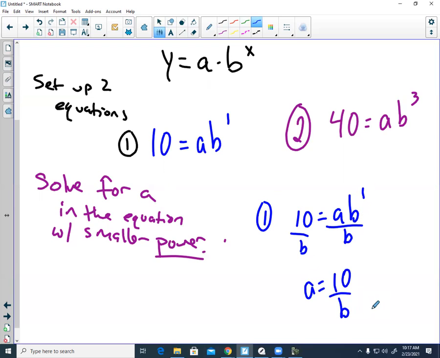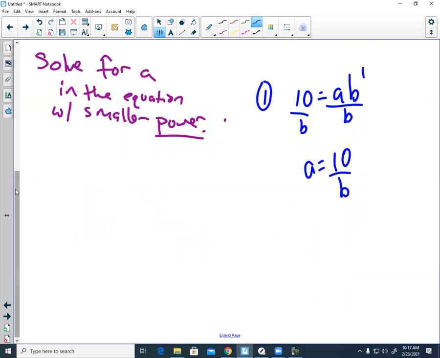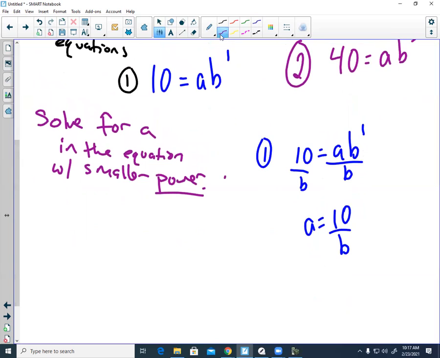And then this is just like every other equation that you've ever solved using systems of equations anyway. You plug it back into the original equation, or the other equation, I should say. So keep that other one up there, 40 equals, A is now going to be replaced. So it's going to be 10 over b times b to the third. So just replace A with 10 over b.